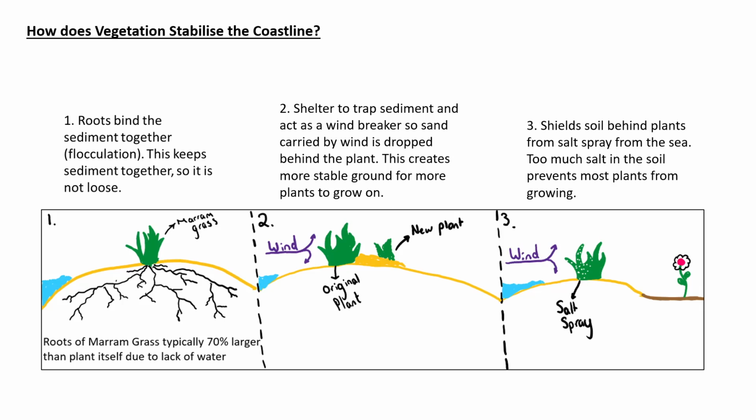So we're using marram grass as an example here because it does all 3 of these things. So it traps that salt spray, and this is important because if the soil has too much salt in it, then that makes the soil unbalanced for other plants to grow. So it almost is like a poison to most plants. So marram grass can grow in salty conditions, but most plants, like this little flower that I've drawn, cannot grow with salt spray on it. Too much sodium in the soil would kill the plant.